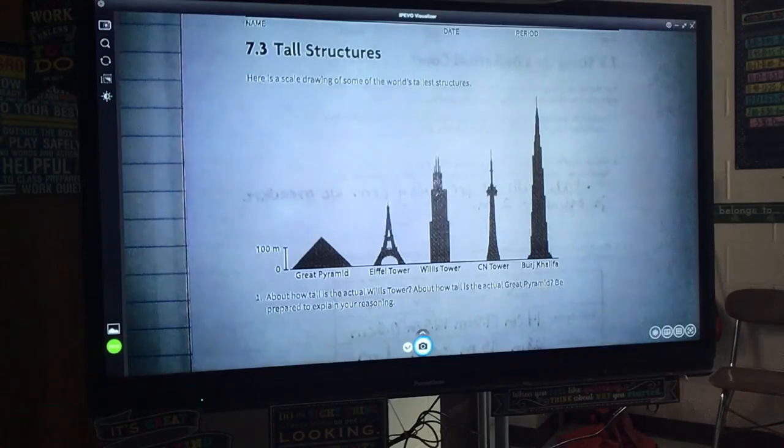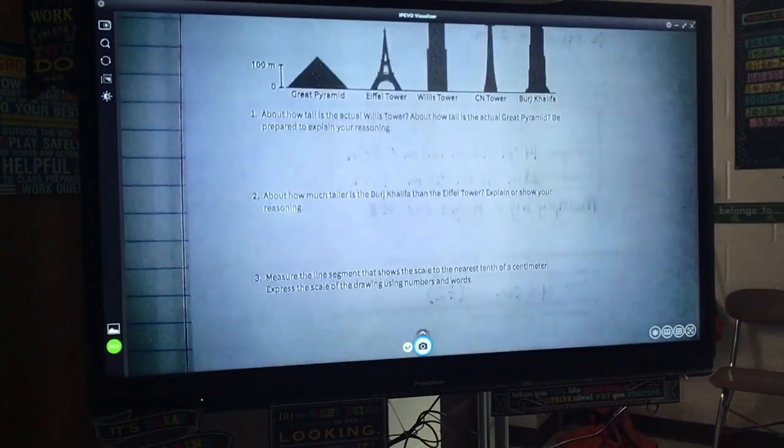Alright, the person who has the tape measure, please take it and put it on the back shelf for me. And then we're gonna go ahead and get started on these questions. Stop talking. You've had plenty of time to do that, and based off the conversations I heard, it was not all about the math. Alright, so it says about how tall is the actual Willis Tower. So what did you guys come up with?